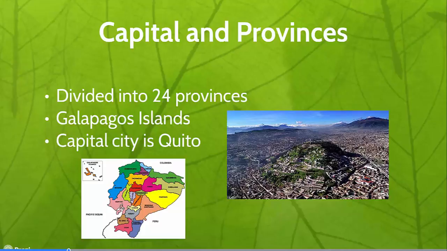Ecuador is divided into 24 provinces, with one of the most famous being the Galapagos Islands. The Galapagos Islands are located off the coast of Ecuador in the Pacific Ocean. It is on these islands where Charles Darwin conducted his famous study of finches to create his theory of evolution. The Galapagos Islands are full of sandy beaches, dense rainforests, and exotic animals and plants.